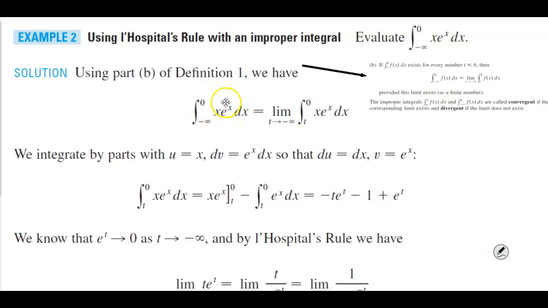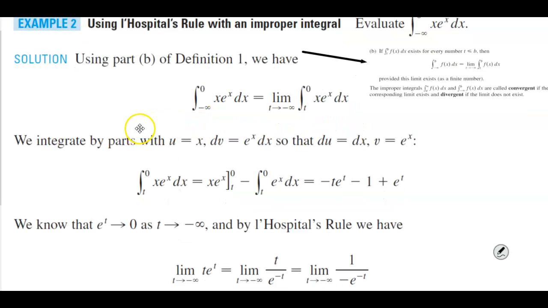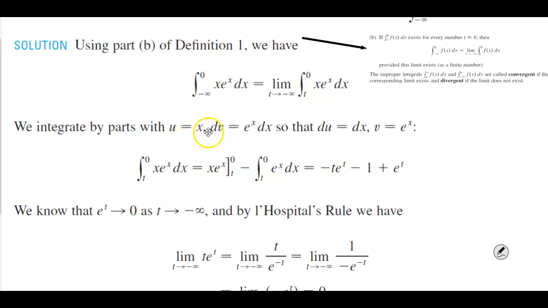So we're going to take this integral and then rewrite it in terms of a limit as t approaches negative infinity, now going from t to 0, x e to the x dx. Now what we're going to do is integrate by parts. We're going to let u equal x and dv equal e to the x dx. So therefore, du is going to equal dx and v is going to equal e to the x.